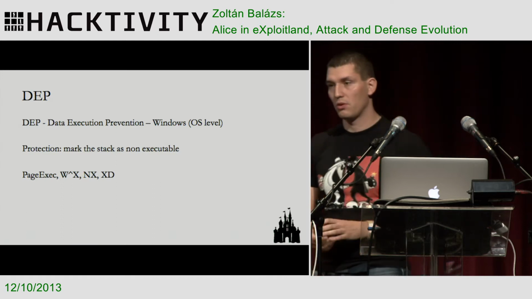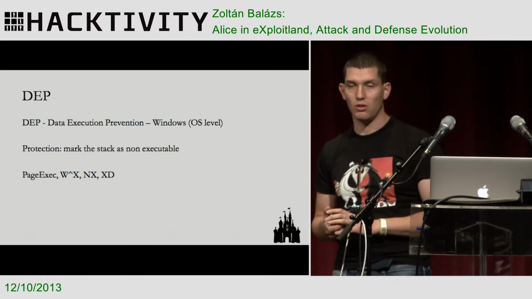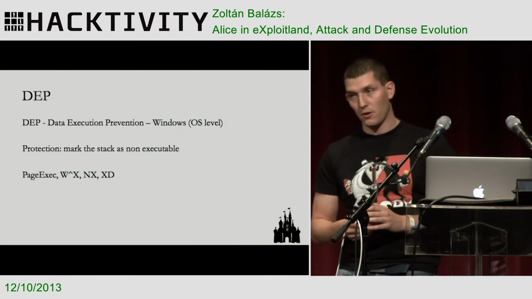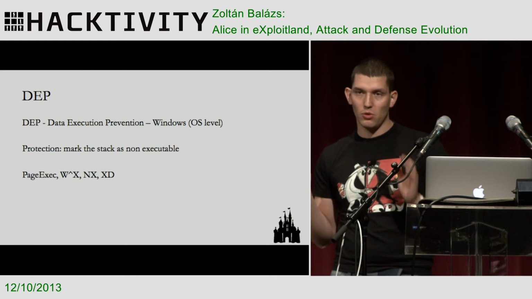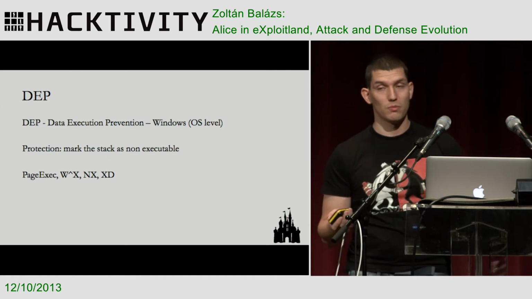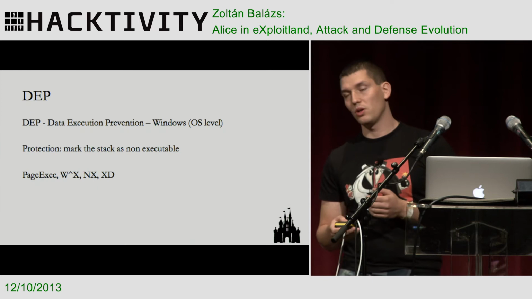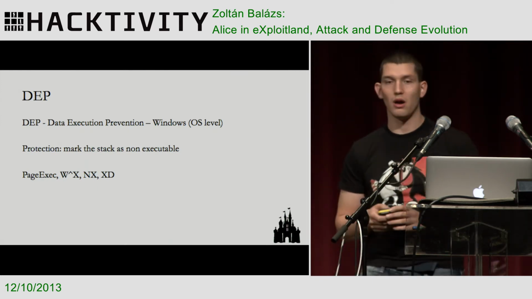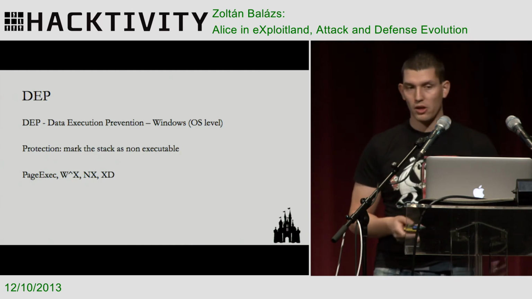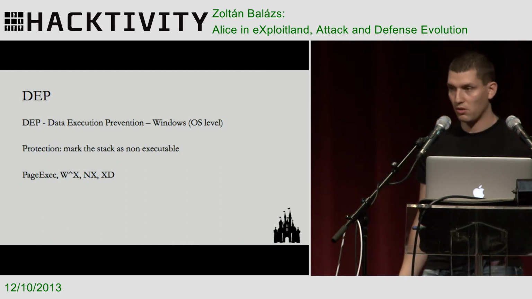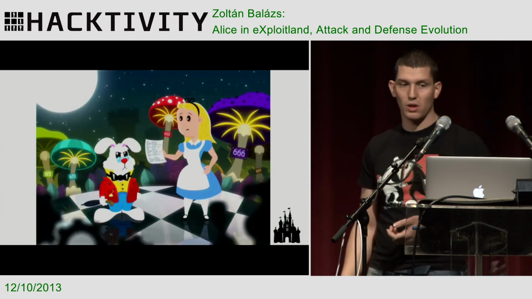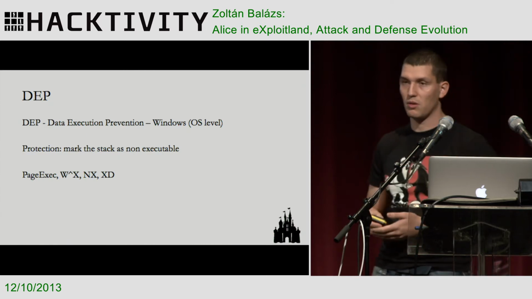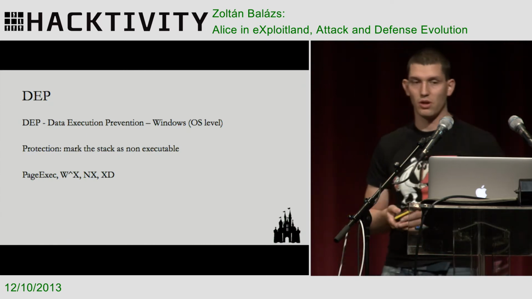Our next exploit mitigation technique is called data execution prevention on Windows. The most important thing data execution prevention is about is that it will mark the stack as a non-executable area in memory. And there are an awful lot of different conventions for what we call this data execution prevention. Different operating systems or even processors mark it with different names.